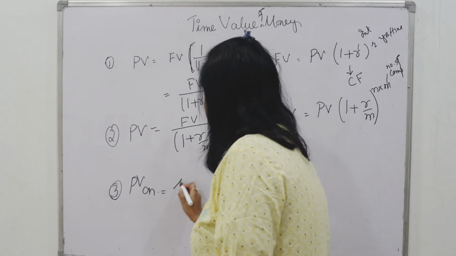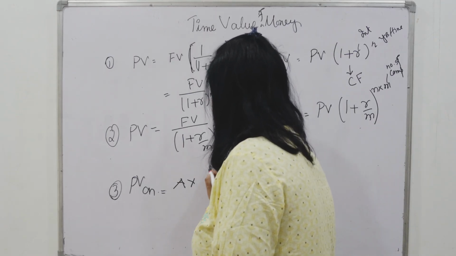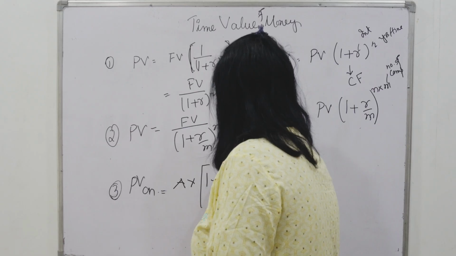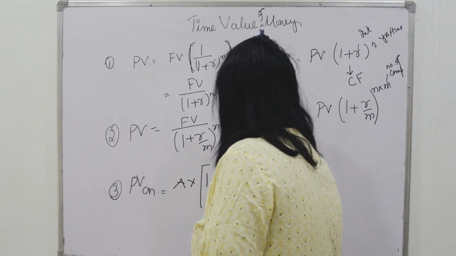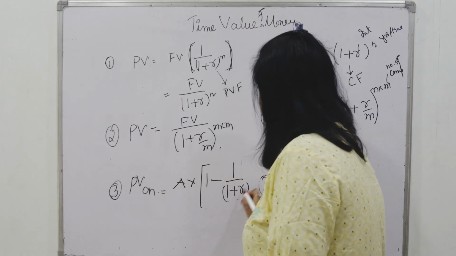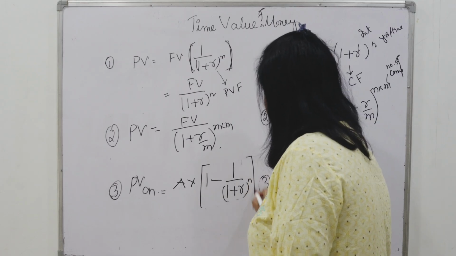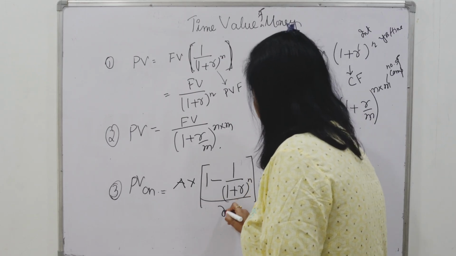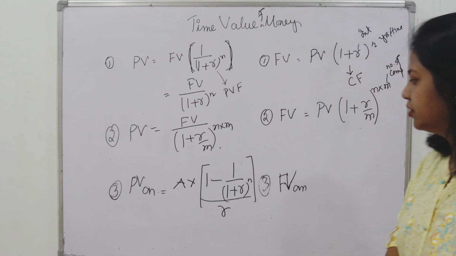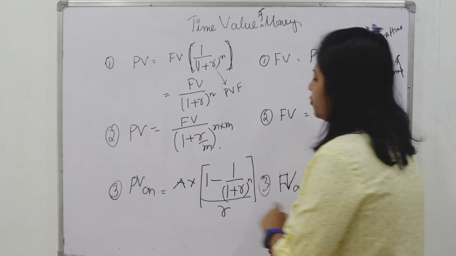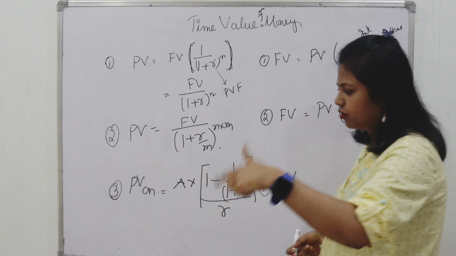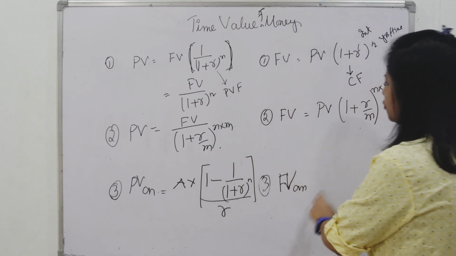So the formula is A times 1 minus 1 by 1 plus r to the power n, and the whole thing should be divided by r. This is the formula for the ordinary annuity, where A is the equal sum of money, or cash flows. Come to future value.